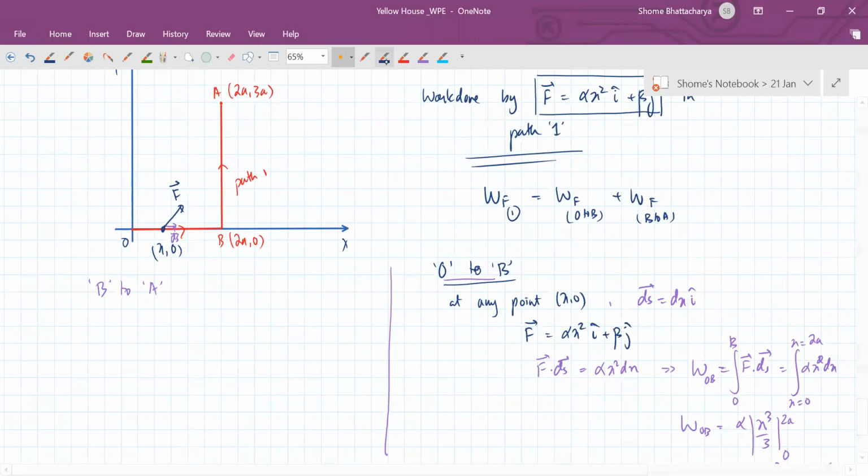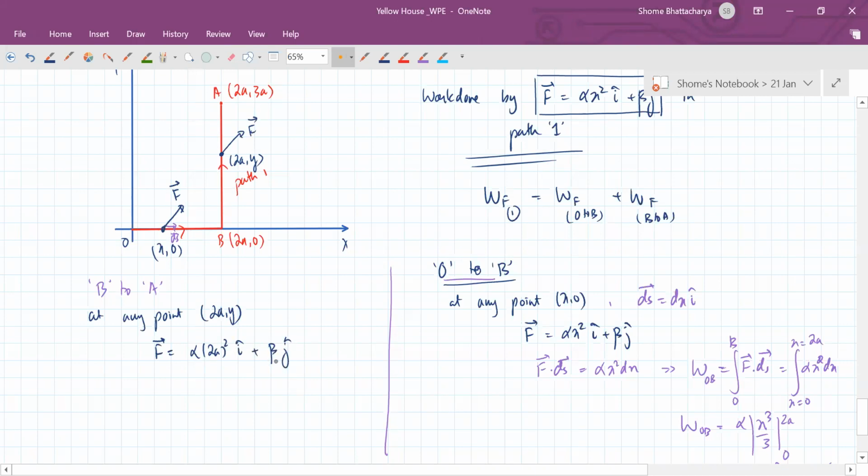So when the particle is going from B to A, at some in-between point it will have an x coordinate of 2a, but a y coordinate which is variable. Once again, the force acting on it will have some general value like this. So at any point (2a, y), the force acting on it will become alpha into (2a) whole square i cap plus beta j cap. This is what the force will become.